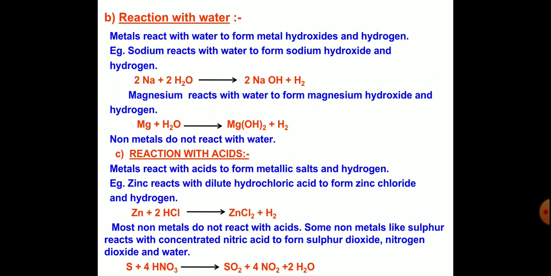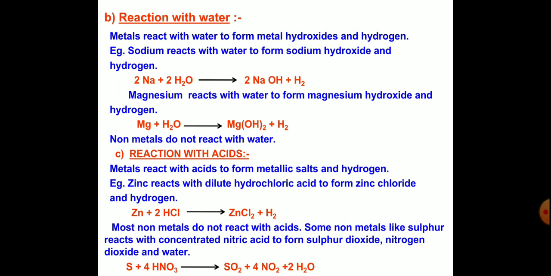When a metal reacts with water, clear? Now every metal does not react in the same way. Some metals react in hot water, some metals react in cold water, some metals react in steam. Steam is the gaseous form of water. So all metals do not react with water in the same way. Some with cold water, some with hot water, some with steam.